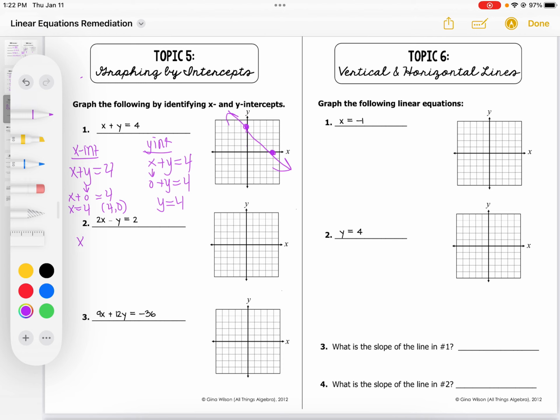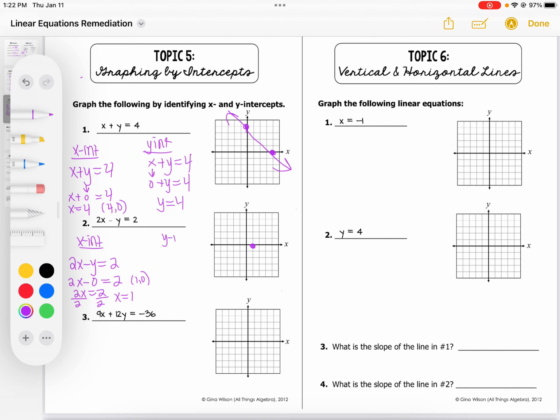Number 2, finding the x-intercept. We take the equation, 2x minus y equals 2. We replace a 0 in for y, and then we solve it for x. 2x minus 0 equals 2 is just 2x equals 2. This one we have to divide by 2 to solve, and we get x equals 1. That means that the x-intercept is at 1, 0. We can plot it on the graph.